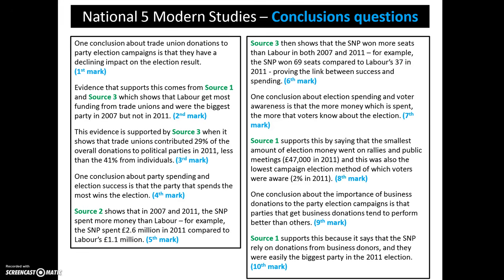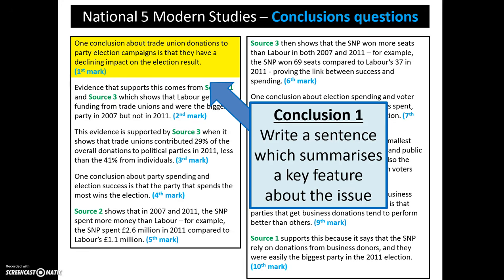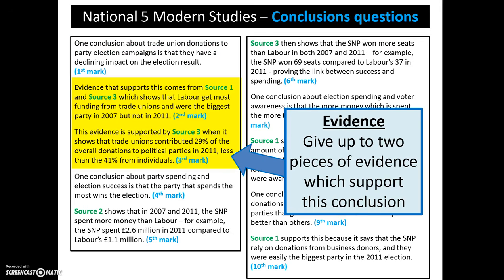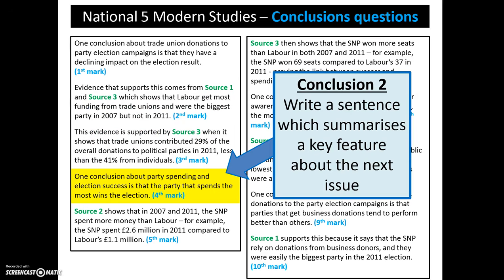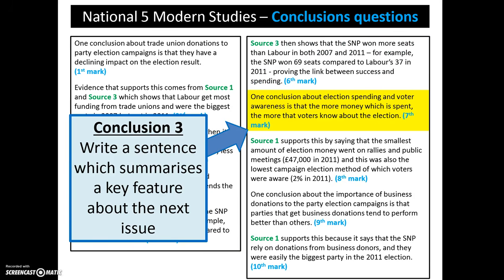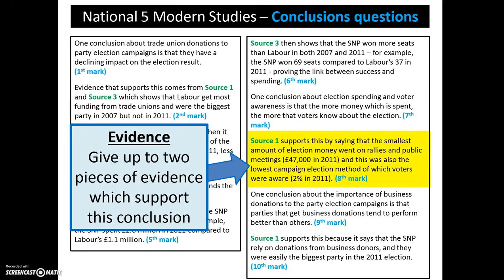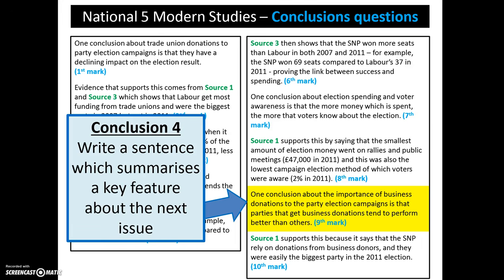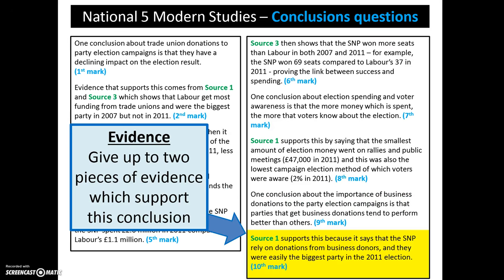In summary terms, let's look at our answer. We write a conclusion for our first topic, and we support this with up to 2 pieces of evidence. We then write a conclusion on our second topic, and again we support this with up to 2 pieces of evidence. A conclusion on our third topic follows, along with 2 pieces of evidence which supports this, and finally we write a conclusion on our fourth topic, and we again support this with up to 2 pieces of evidence. By doing so, you can see here that there are 10 sentences and 10 marks.